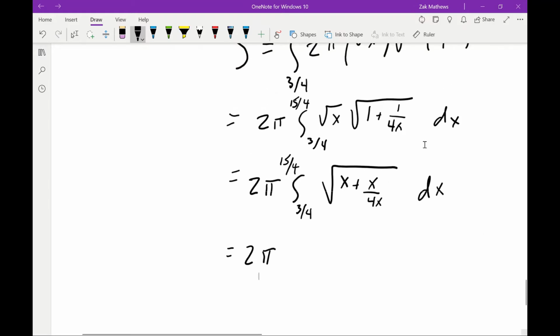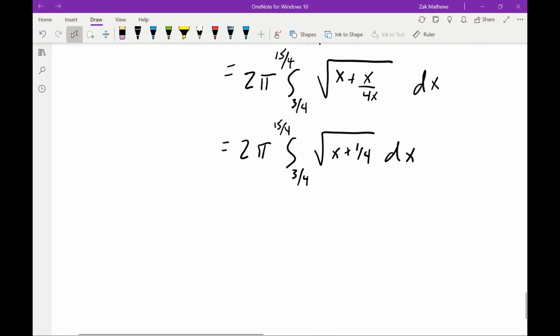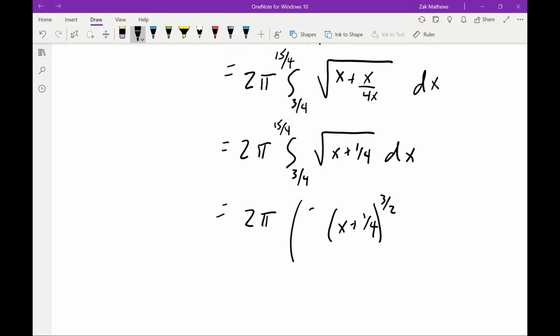Anytime we have things under the square root and they're being multiplied, we can just multiply what's under that square root. And so now we can simplify this to 3/4, 15/4, square root of x plus 1/4 dx. And so now this is something we can easily integrate. The antiderivative of the square root of x plus 1/4 would be x plus 1/4 to the 3/2 power, meaning I need a coefficient of 2/3. Now, the derivative of the inside is just 1, so I don't have to think about it in terms of a very complex chain rule.